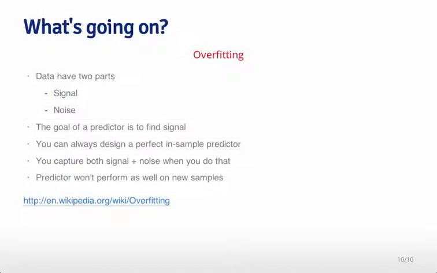And the reason why is overfitting. So in every data set, we have two parts. We have the signal component. That's the part we're trying to use to predict. And then we have noise. So that's just random variation in the data set that we get because the data are measured noisily. And so the goal of a predictor is to find the signal and ignore the noise.